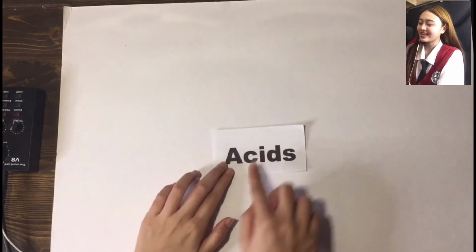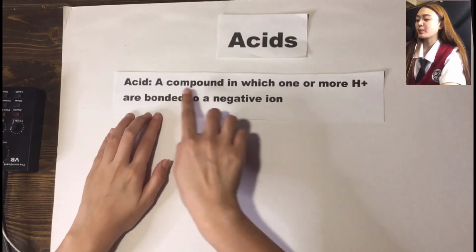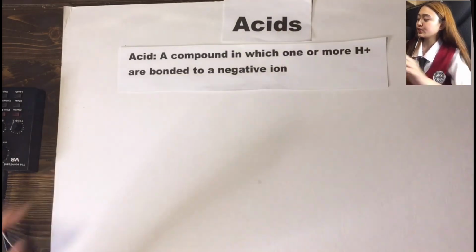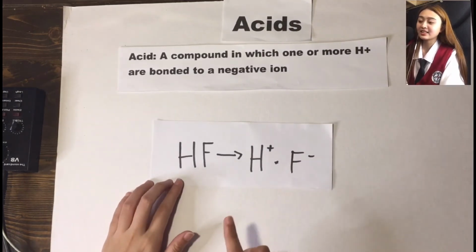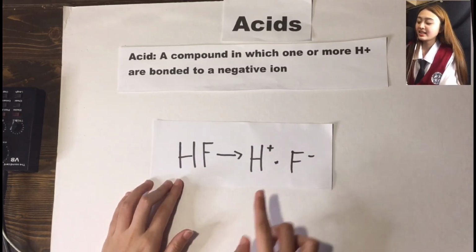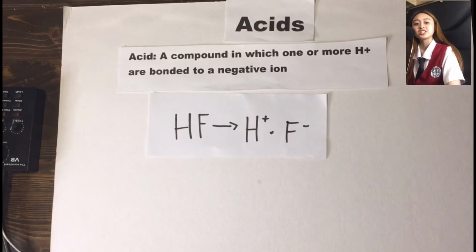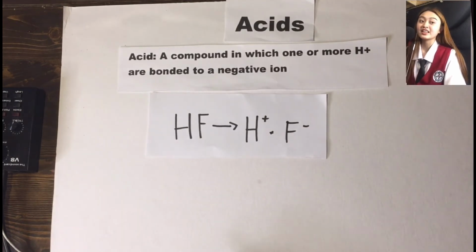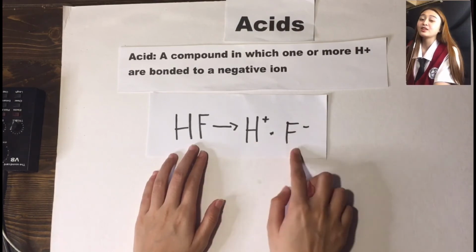Let's talk about acids. But what is an acid? An acid is a compound in which one or more H positive are bonded to a negative ion. So, I got an example of a common acid, and we can break the acid down into an H positive part and a negative ion part. In any ionic formula, the positive charge and the negative charge have to balance out. That means the charge of the H positive equals the charge of whatever the negative ion is. In this case, we have positive 1 for H, negative 1 for F.